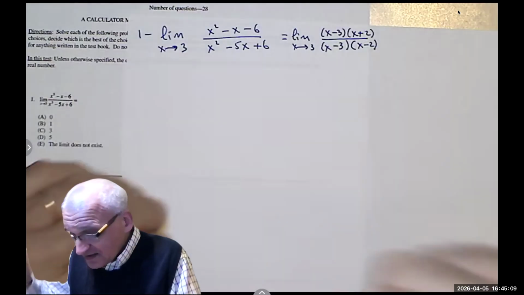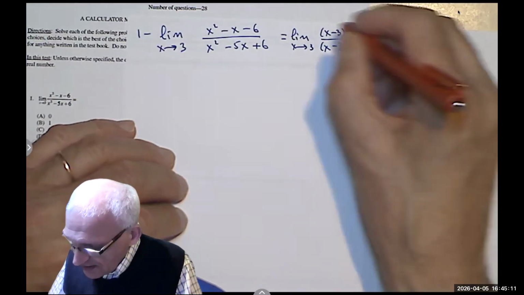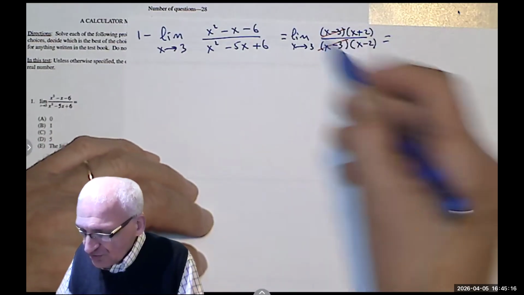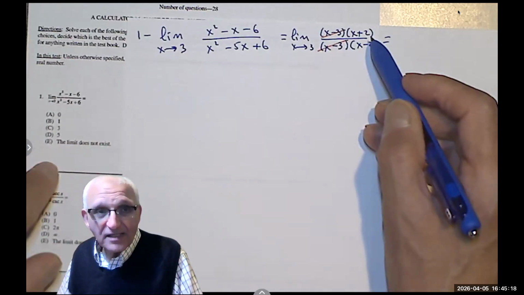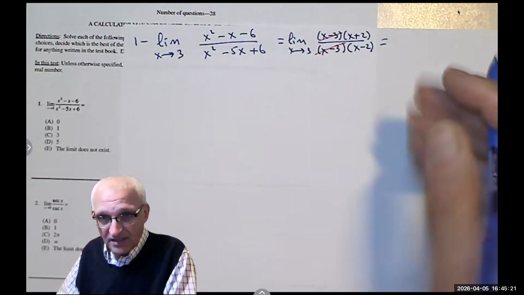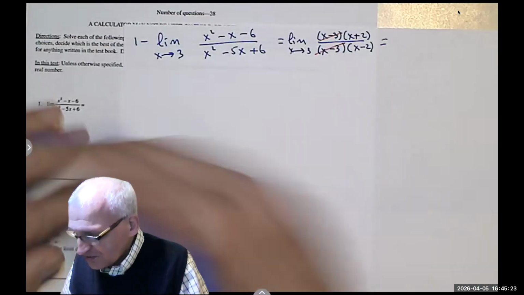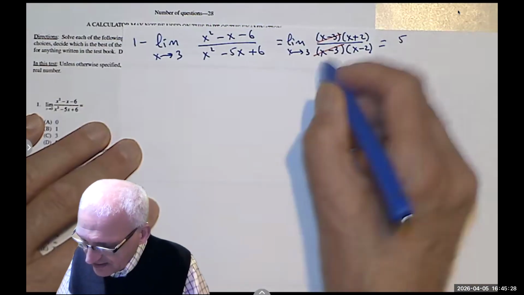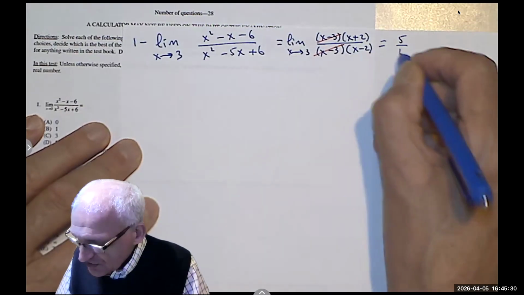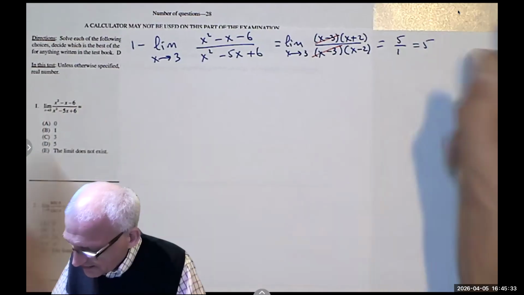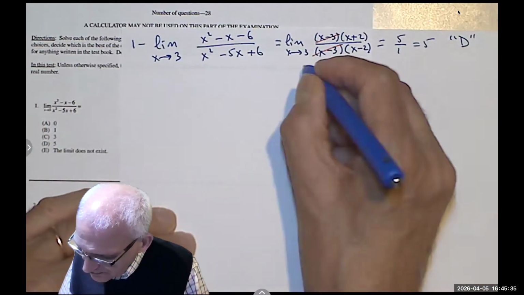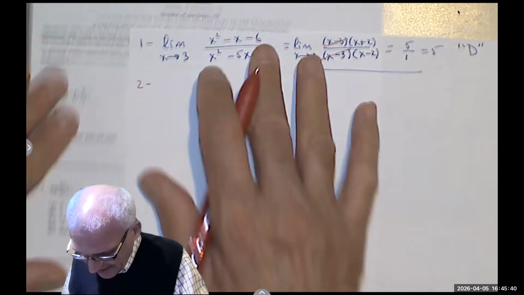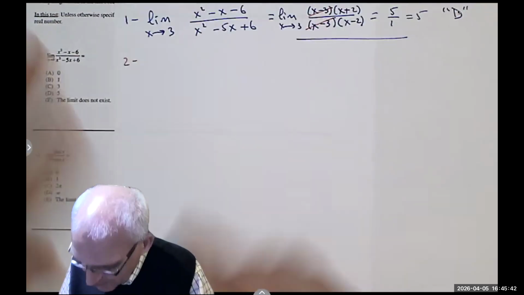Now, since x doesn't equal 3 but approaches 3, I can simplify x minus 3 and x minus 3. Notice that once you write this, you know the answer right away. So we are not solving. That's why it's going to take me longer than it should take you. So if x is 3, then 3 plus 2 is 5. And if x is 3, 3 minus 2 is 1. So the answer is 5, which is D. That's number one. Quick.